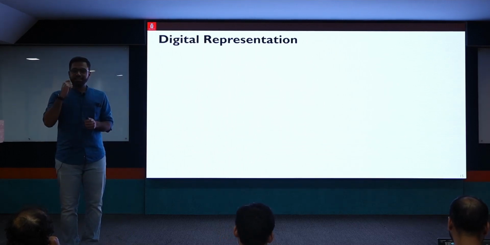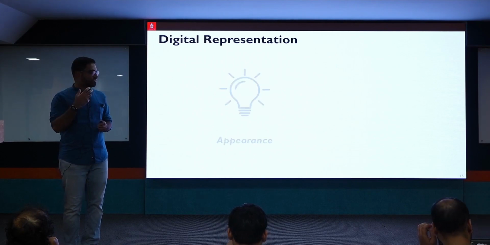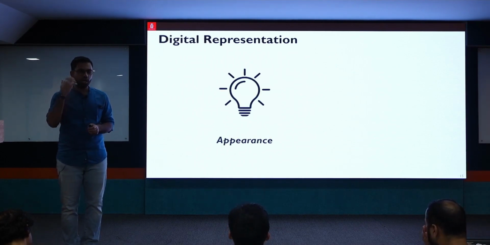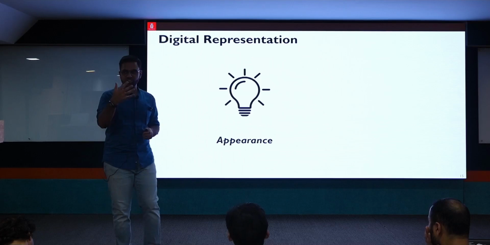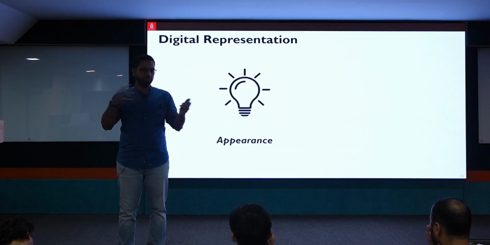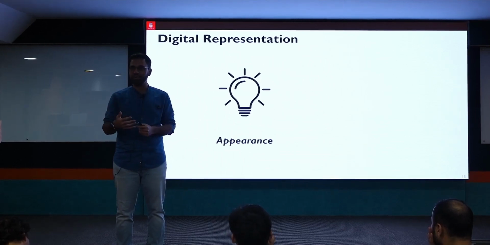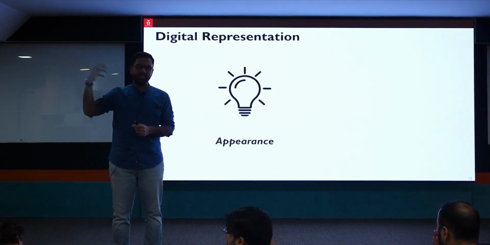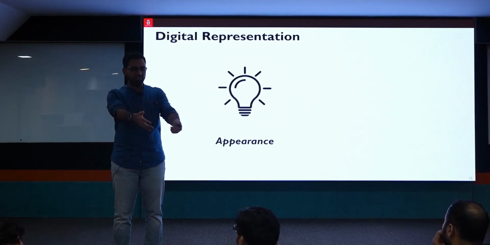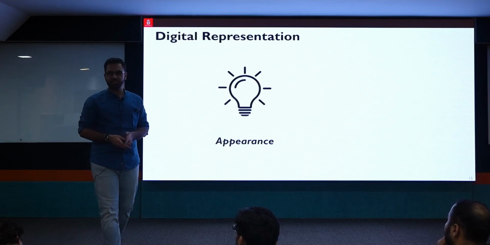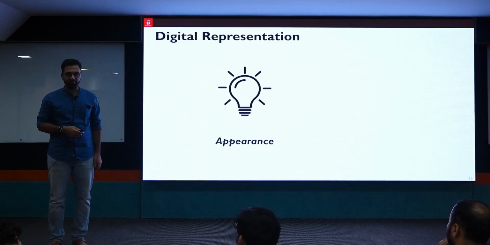Okay? The radiance field gives us a sense of the appearance of the scene. So how this digital representation of the scene looks from different perspectives, that we call appearance, right? So that includes how bright is that light? What color is that light? What color is your t-shirt? Right? Things like that. Okay? That's what we mean when we say appearance.